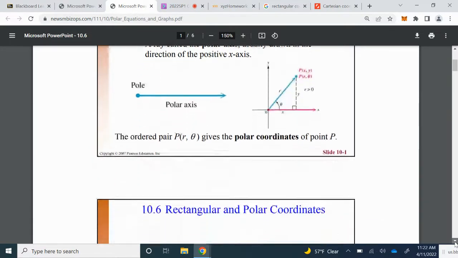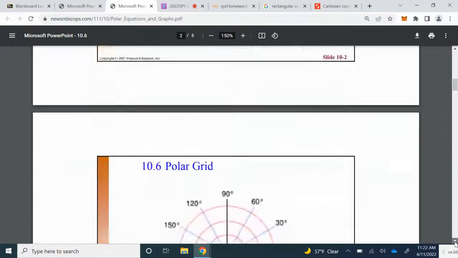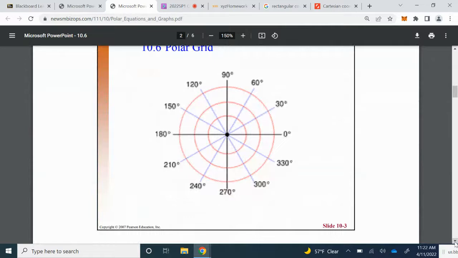Here is an example of, I'm going to skip a slide, a polar grid. So this polar grid is just a series of concentric circles. Concentric circles are just circles inside of circles. Notice here we actually have three concentric circles. Now this can go out further depending upon your value for r. But just notice it's a unit circle.